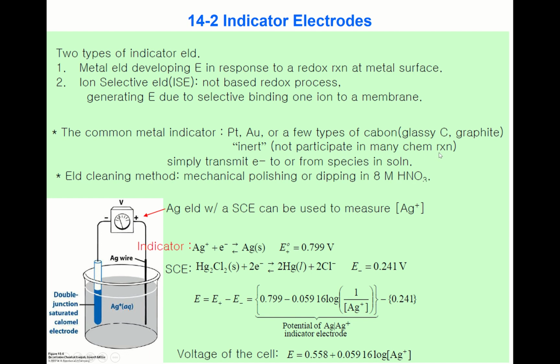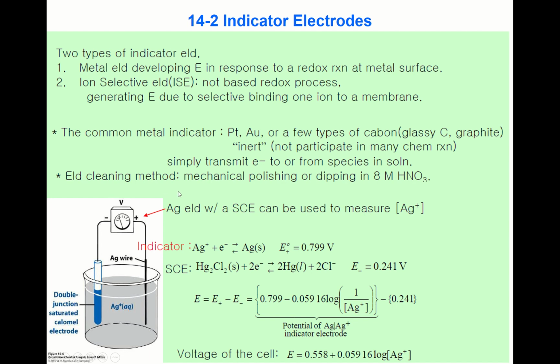Think about this one. If the electrode material itself were involved in the electrochemical reaction, then we could not study other electrochemical reactions. So these indicator electrode materials simply transmit electrons to or from the species in solution. Through the indicator electrode, electrons may go to the solution species, or from the solution species electrons are transmitted to the electrode.